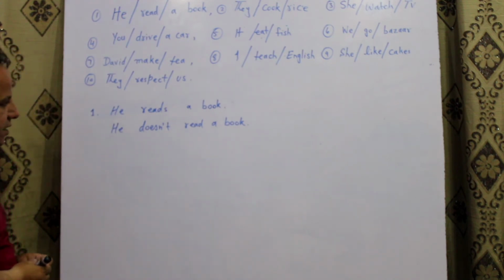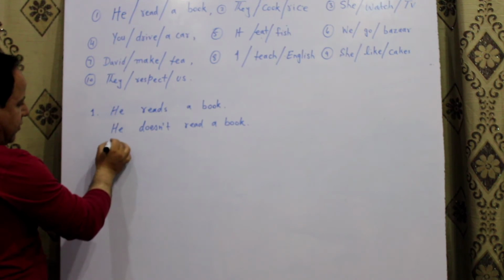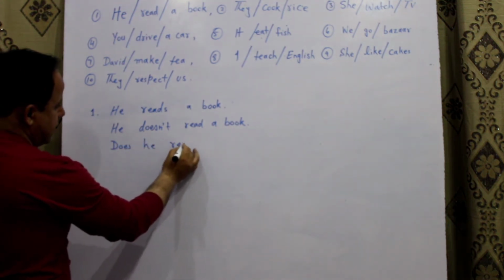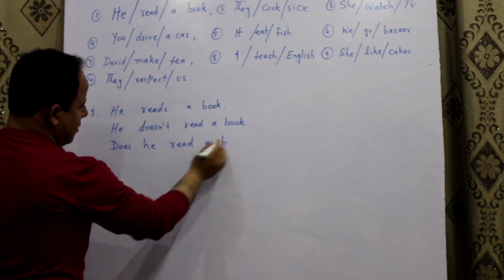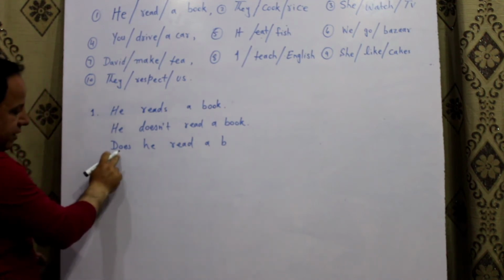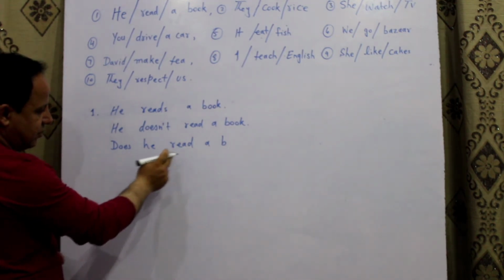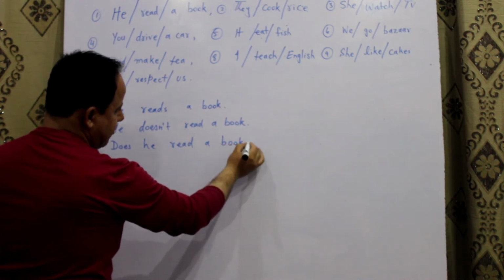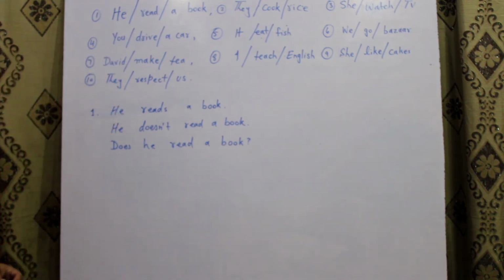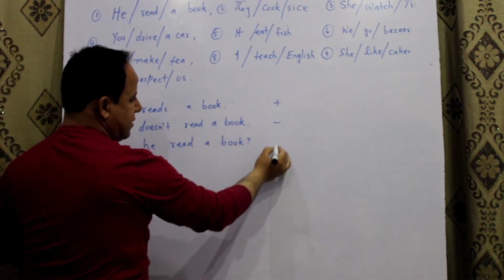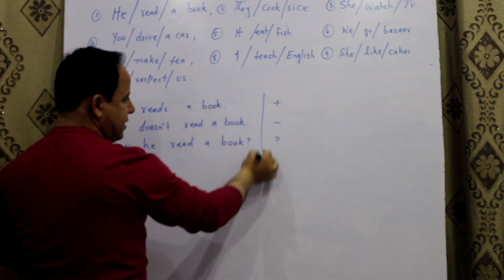How to make an interrogative sentence? As you know that we use the helping verb at the beginning. So you can write here, does he read a book? But not reads. If you write reads here, your sentence will be incorrect because already does is here. After does, we use the first form. Does he read a book? So at the end, we use the question mark. So you can find here the first sentence is a positive sentence, the second is a negative sentence, and the last one is an interrogative sentence.